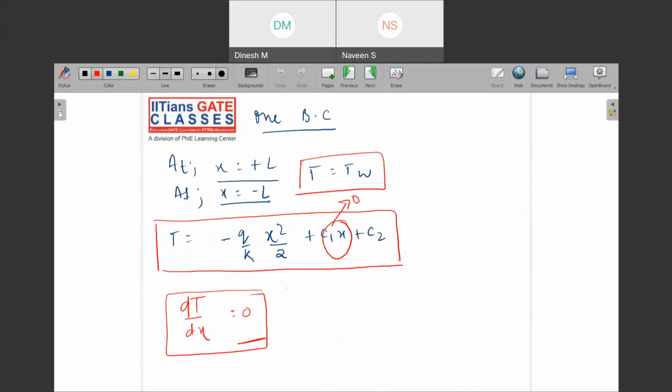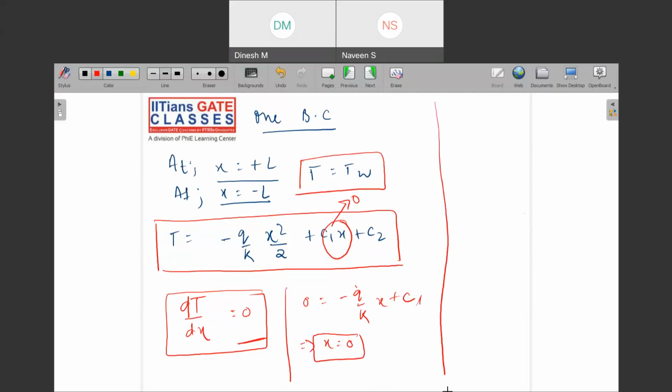So if I put dT upon dx is equal to 0, then 0 is equal to minus of Q dot upon K into x plus C1 is equal to 0. Then can I say that my x is equal to 0? Then only this is possible, otherwise this is not possible. Then I have reached one conclusion: my temperature will be maximum midway into the plane.